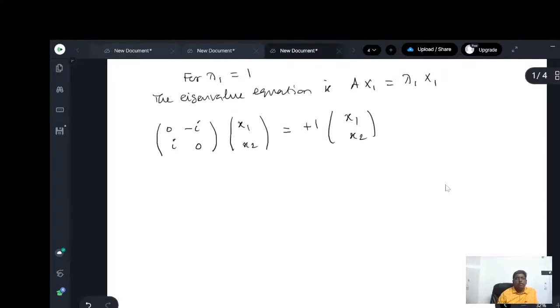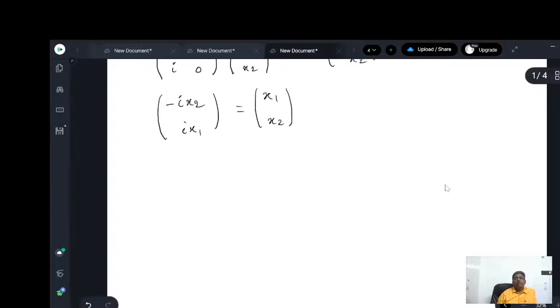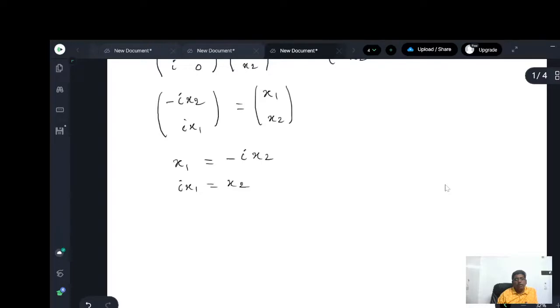Mere matrix multiplication, 0 into x1, 0 plus minus i into x2, minus i x2. Here i into x1, this is equal to x1, x2. From this equation, we can have two equations. x1 is equal to minus i x2, i into x1 is equal to x2. We do not know the values of x1 and x2. For that, put x1 is equal to k. If x1 is equal to k, x2 equal to i into x1, that is equal to i into k.